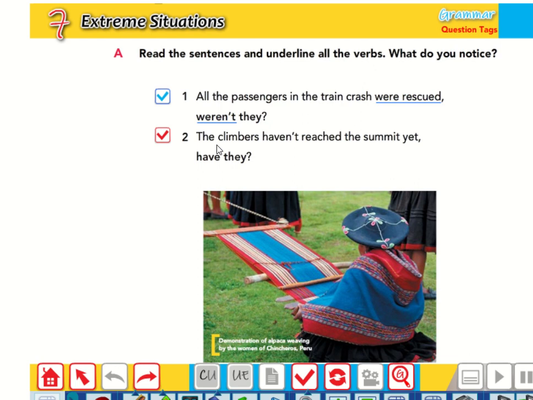The second one, the climbers haven't reached the summit yet. Have they? Where's the verb? Haven't reached and have. These are the verbs. Now, what do you notice here? As we said, if you have a positive sentence, we have a negative question tag. Weren't. Again here, if you have a negative sentence, we have a positive question tag. Haven't, we have to put here have.